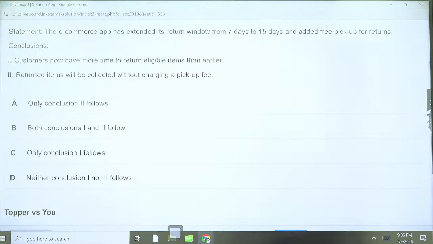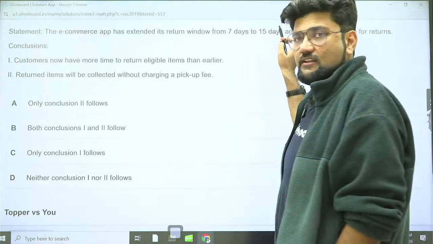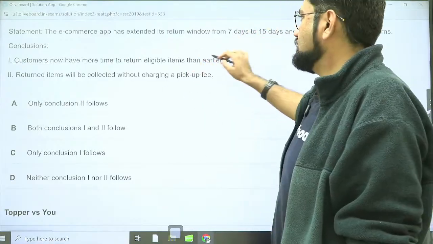The author wanted to drive you to a final message. That message is your conclusion. So what is the author trying to say? Customers now have more time to return eligible items than earlier. Of course, because from 7 days, it has now been increased to 15 days, the return window. So this is perfectly fine.